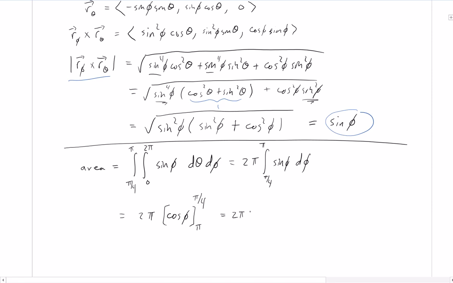So this is 2 pi times cosine of pi over 4, which is 1 over the square root of 2, minus cosine of pi, which is negative 1. So this is plus 1. And there we have it. This is the area of that piece of the sphere.